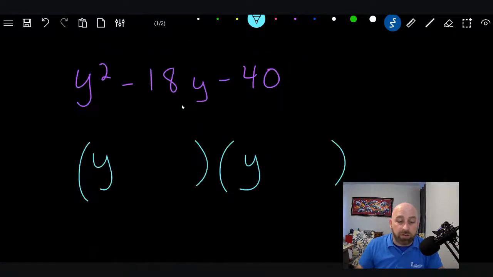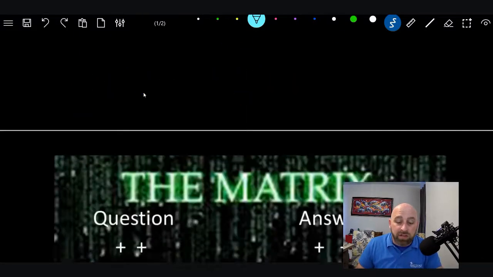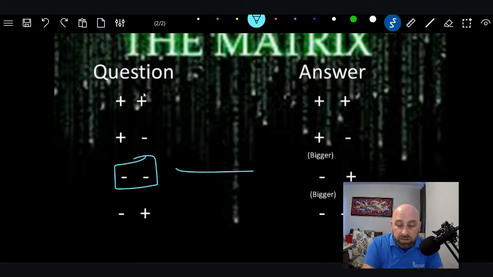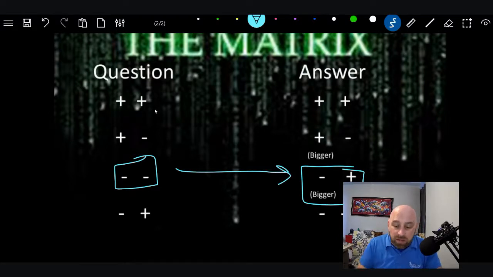Okay, let's go back up to it. Y squared minus 18. See, there's our negative, and there's our negative. So it's negative, negative. So what's this going to yield to us? What's this going to give us? Well, it gives us this: negative, positive. And notice I wrote down here that the negative is bigger. This negative is going to be bigger.